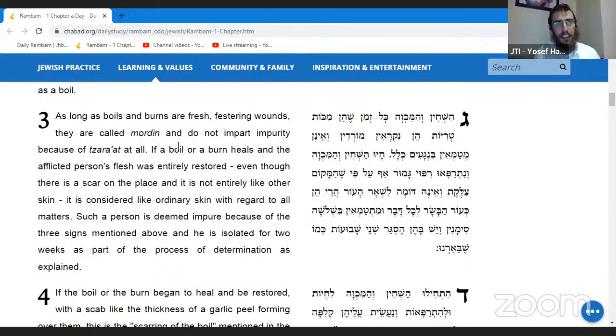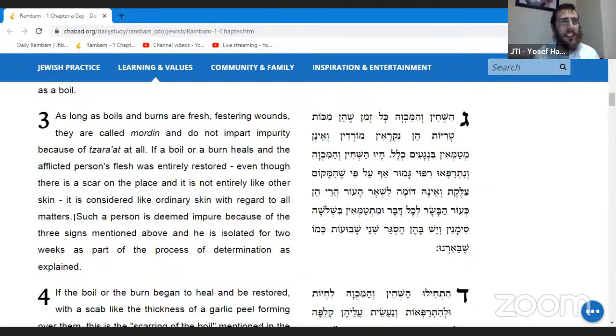If a boil or burn heals and the afflicted person's flesh was entirely restored, so it's no longer raw flesh, but rather the flesh was restored, even though there's a scar on the place and it is not entirely like other skin, this is considered like ordinary skin with regards to all matters. So once it's completely healed, even if there's a scar, then that's normal.